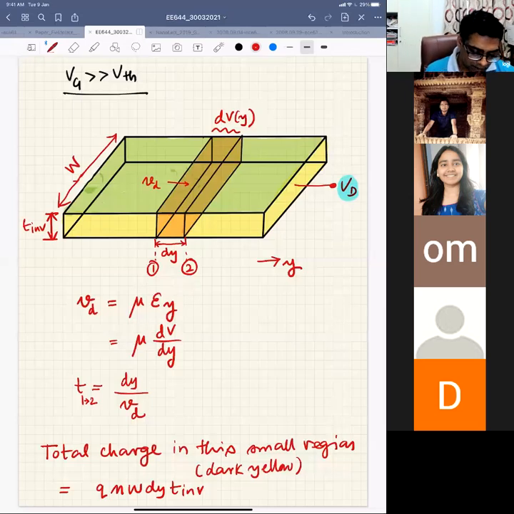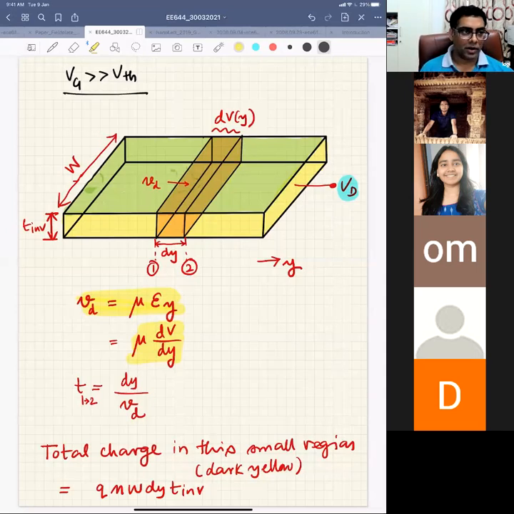Your drift velocity in that small region is mu times the electric field in the y direction. If the voltage drop is dV and this region is dy, the electric field is dV by dy. So vd will be mu times dV by dy, where mu is the mobility of the electrons.